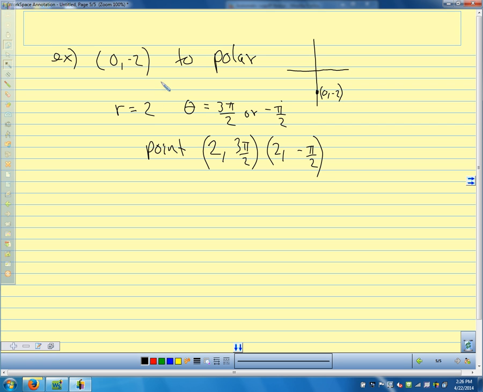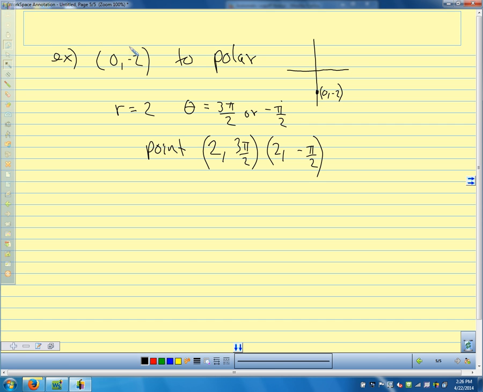If we tried to go the other way, we could find r by saying the radius is the square root of x squared plus y squared, so r is the square root of 4, which gives us 2. If we did tangent theta as y over x, we'd get tangent theta is undefined. And we'd have to remember that tangent theta is undefined at 3 pi over 2. All right, questions there? Well, converting points is fun.